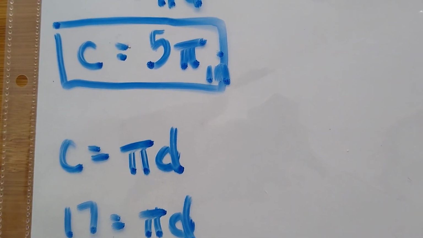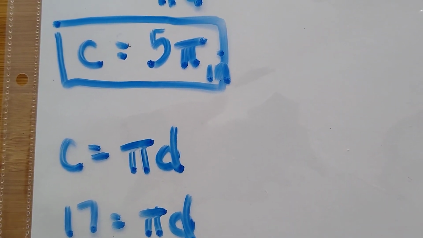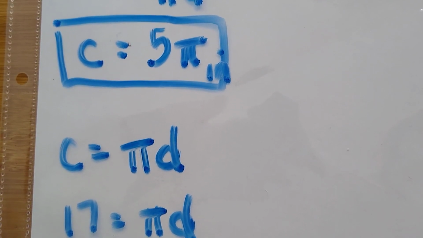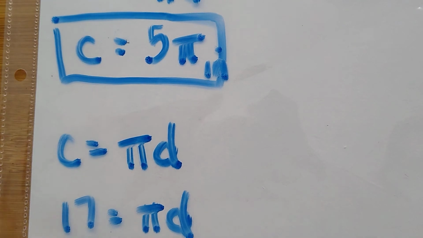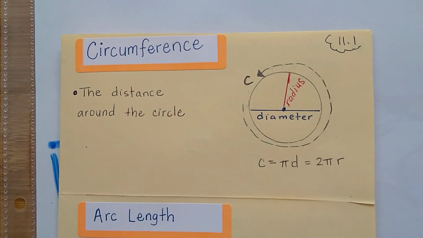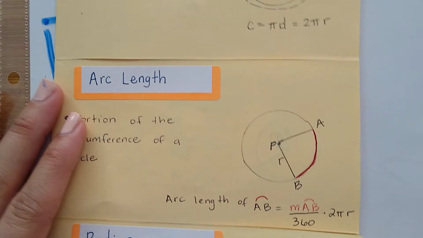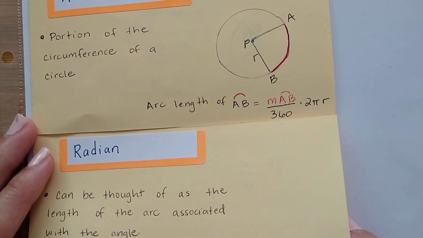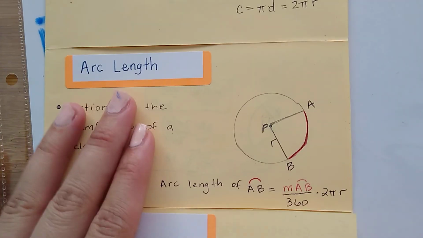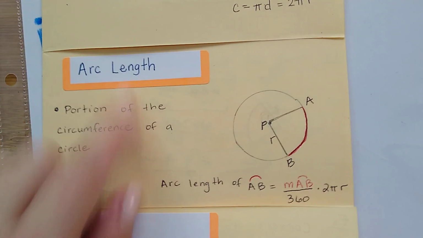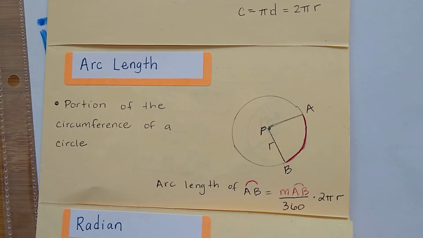Okay, that was pretty much it for chapter 11.1. Just again, make sure that you are reviewing the vocabulary words that we talked about. The main three were circumference, arc length, and the radian, and then knowing the difference between the arc length and the arc measure.